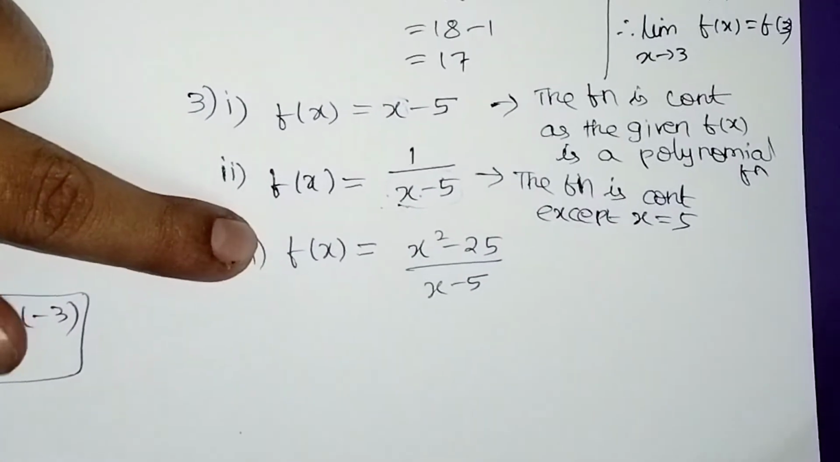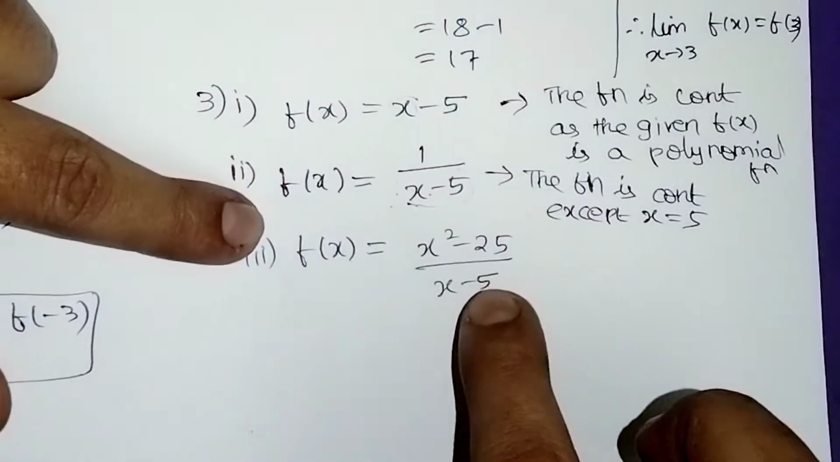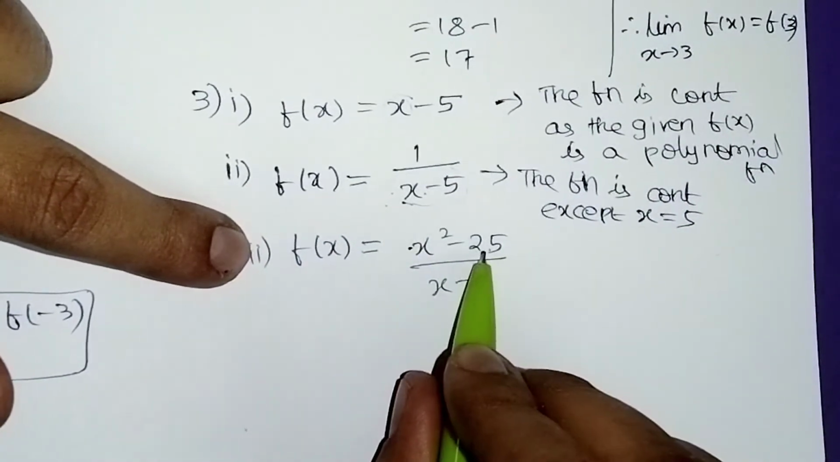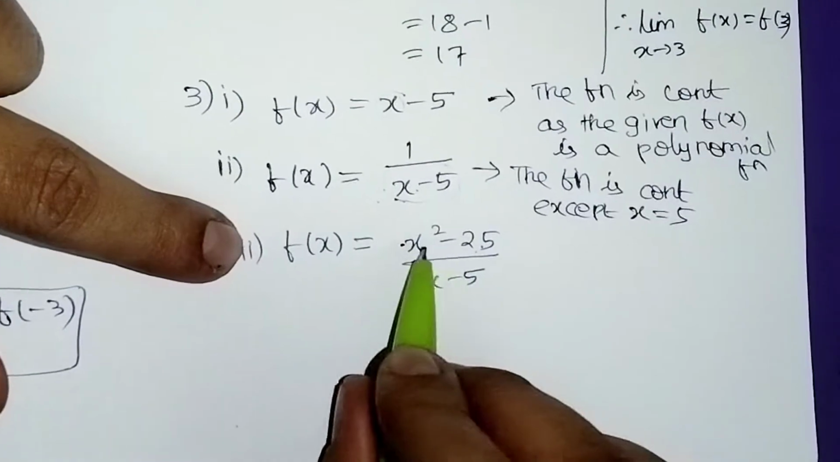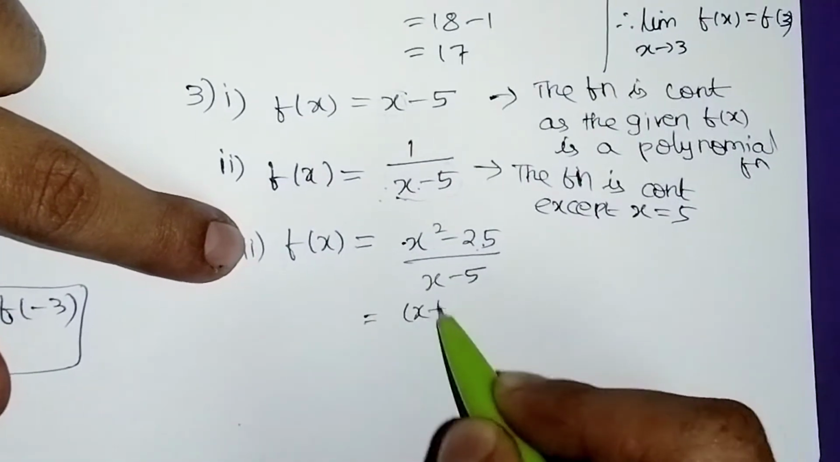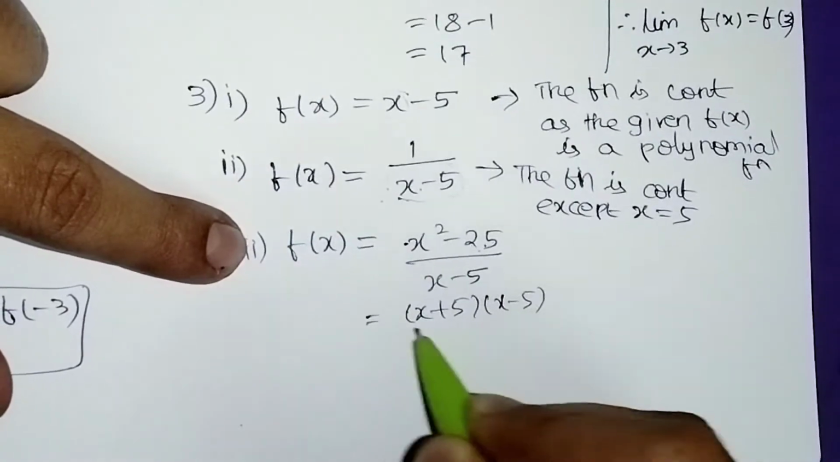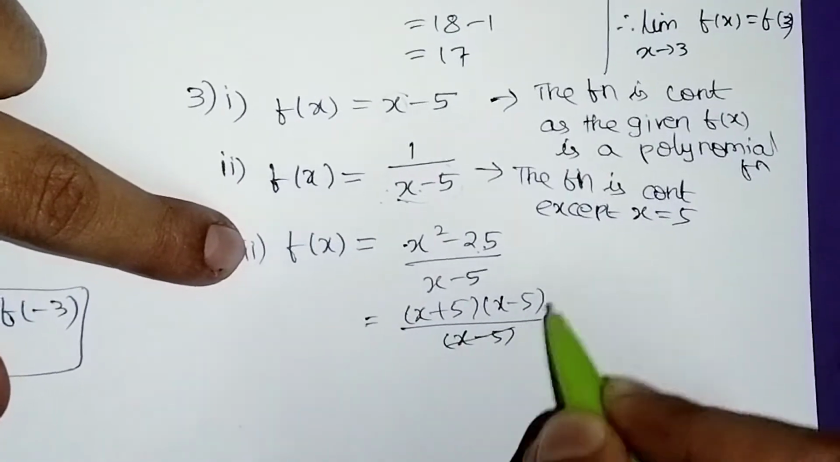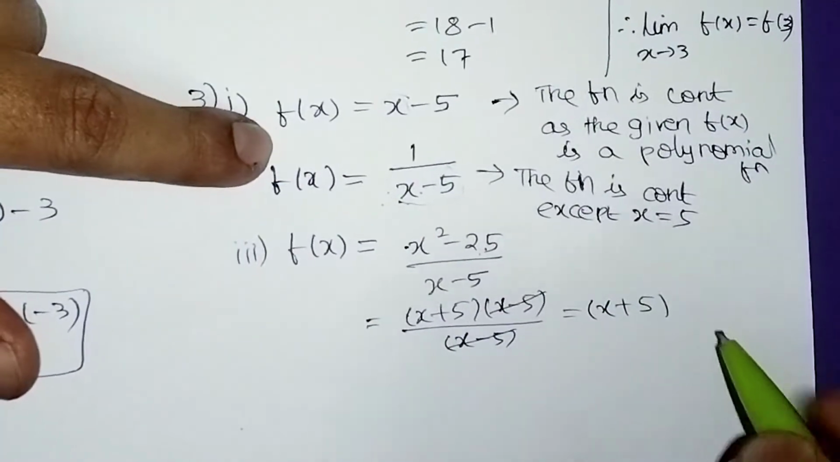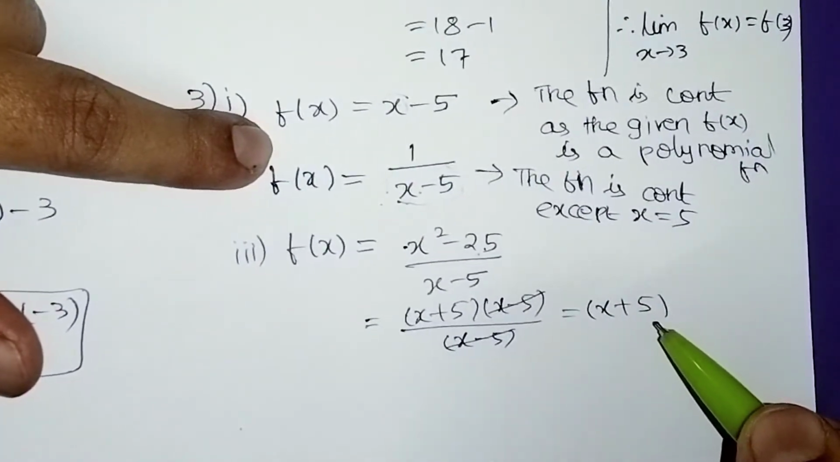Okay, and for the third subdivision it is similar to the second subdivision, but if there is a way to simplify then write. So x square minus 25, this 25 we can write as 5 square. Then a square minus b square, we know the formula, a plus b into a minus b, that is x plus 5 into x minus 5. As it is a product, we can cancel as a whole x minus 5. The left out is x plus 5. Like the first subdivision, we can conclude the given is a polynomial function, and for a polynomial function, the function is always continuous.